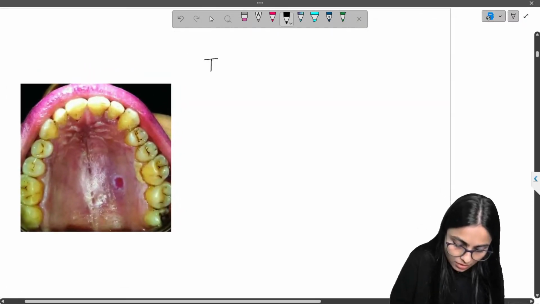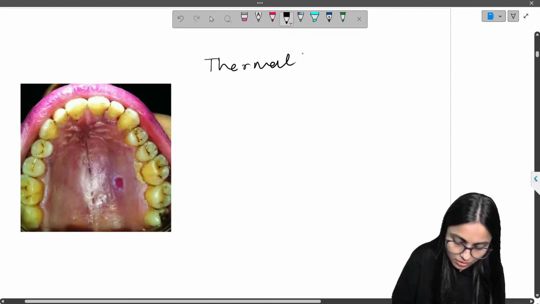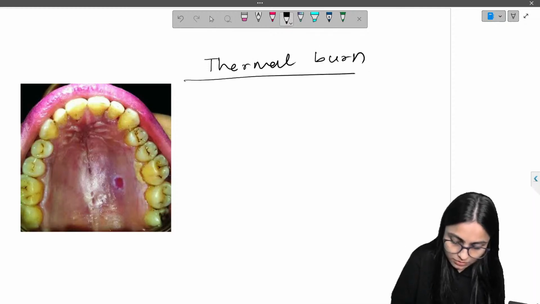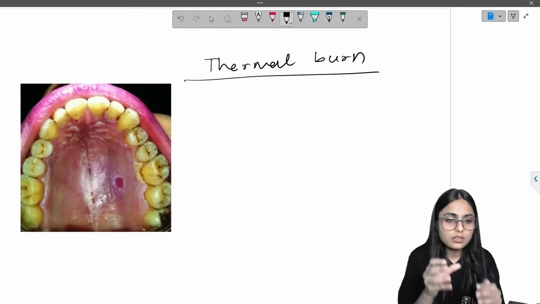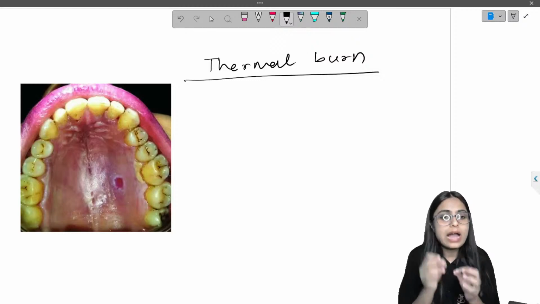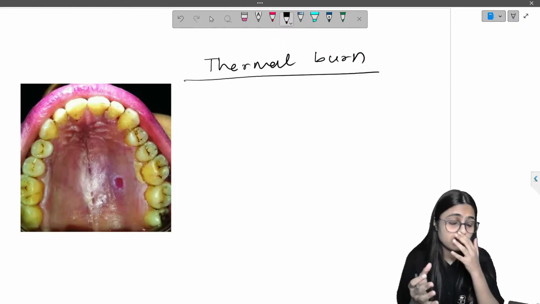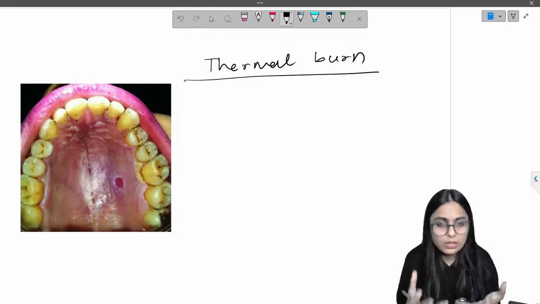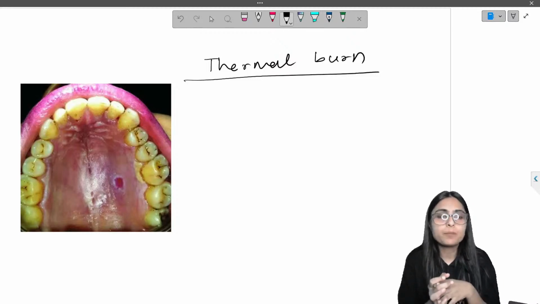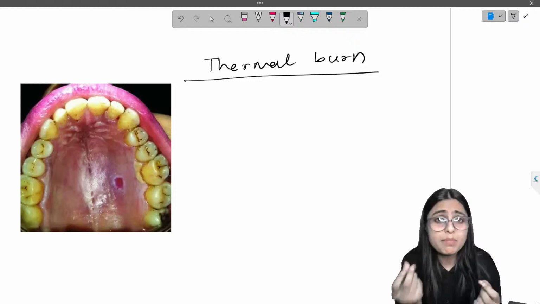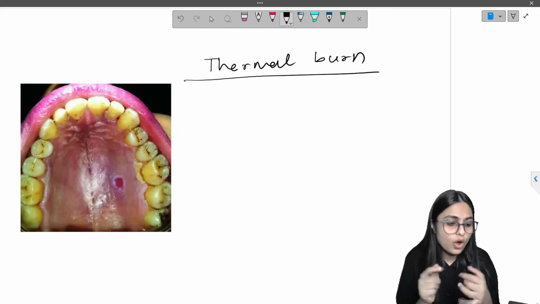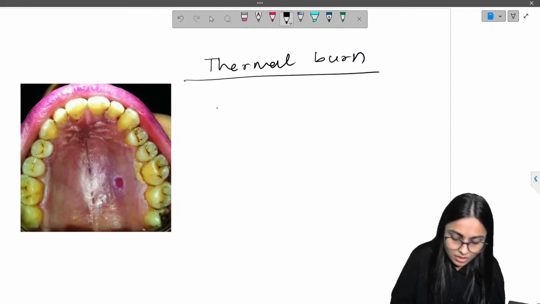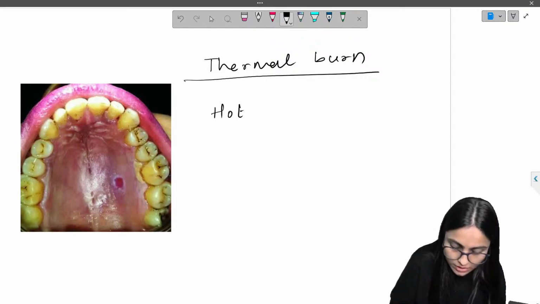this is nothing but a thermal burn. Thermal burn, as the name suggests, manifests when you have hot tea, hot coffee, or a hot pizza bite, right? The hot cheese can cause this thermal burn. So hot food and beverages are the cause of thermal burn.